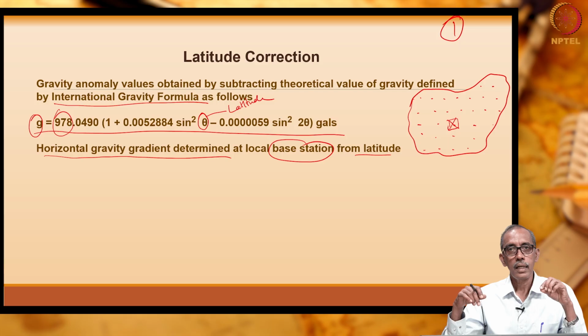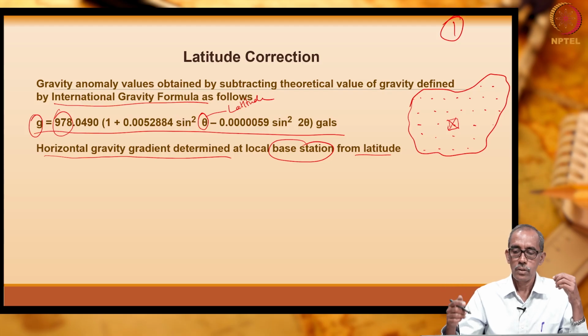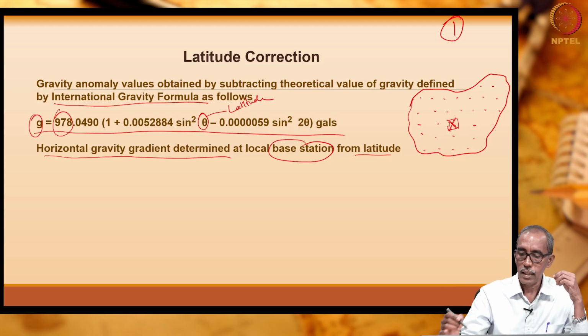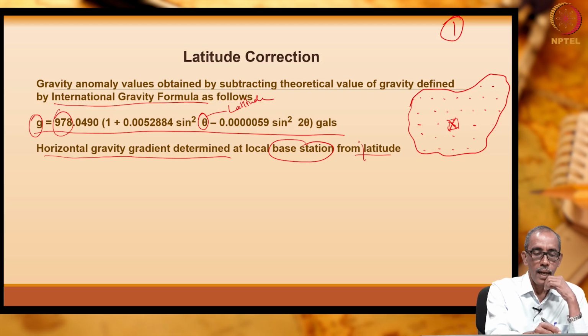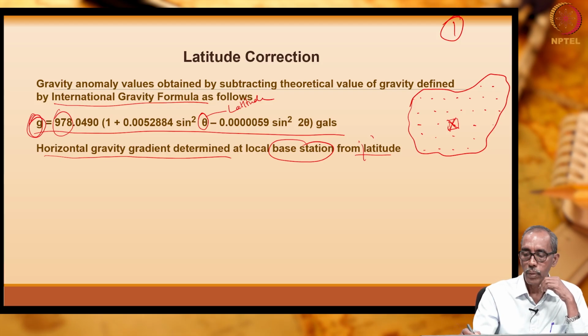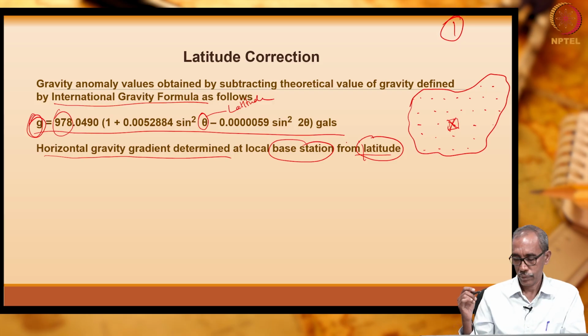That means we are taking into consideration the logistics. Is there a roadway? Frequently you need to visit the base station at frequent intervals, maybe every half an hour or 1 hour, to repeat the readings. So, for that base station, we determine the acceleration due to gravity value based on its latitude.